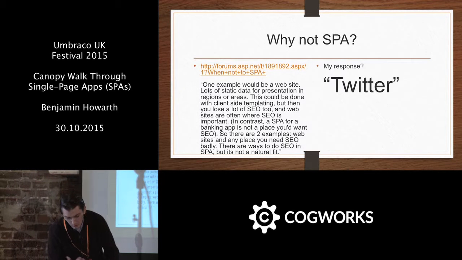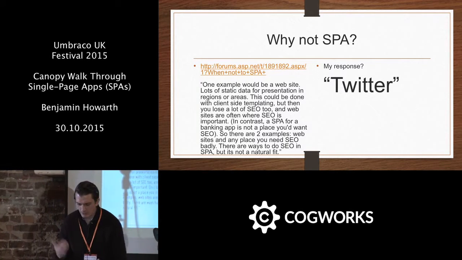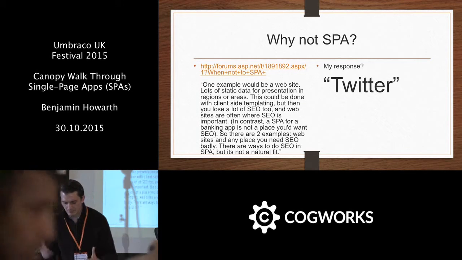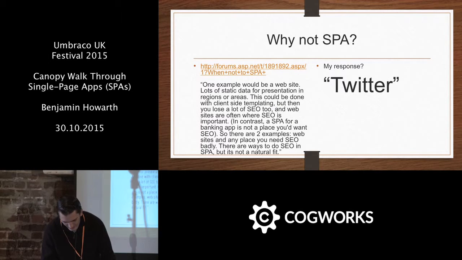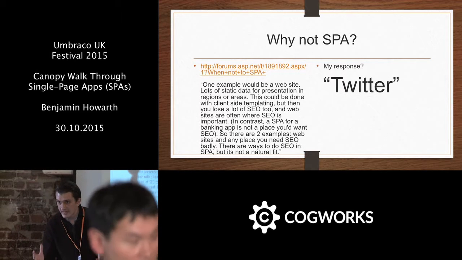But I'll quote him. One example would be a website, lots of static data for presentation in regions or areas. This could be done with client-side templating, but then you lose a lot of SEO, and websites are often where SEO is important. In contrast, a single-page app for a banking app is not a place you'd want SEO, obviously, as AT&T, I think, discovered with their iPad app. So there are two examples, websites and any place you need SEO. There are ways to do it, but it's not a natural fit, was his argument.